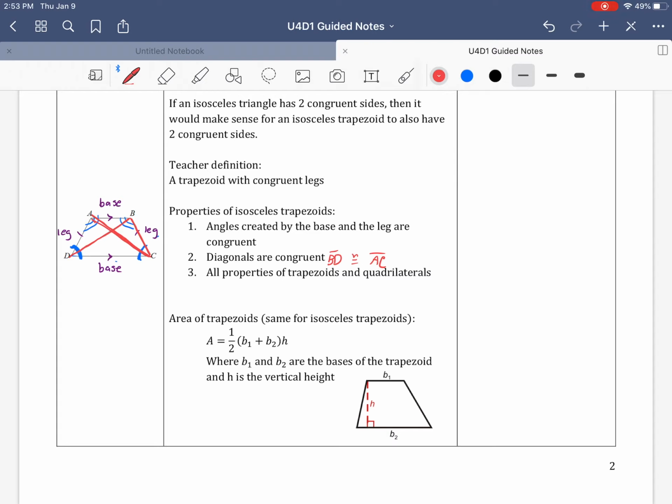And in order to find the area of an isosceles trapezoid, you're going to use the area formula for any trapezoid, where you're doing 1/2 base 1 plus base 2 times the height. Again, remembering that your height has to be that vertical height, that perpendicular to the base.